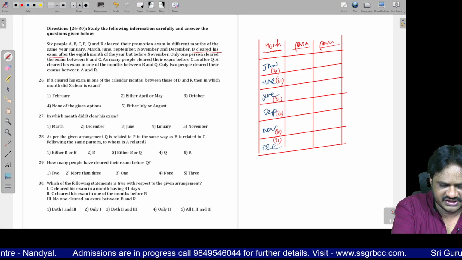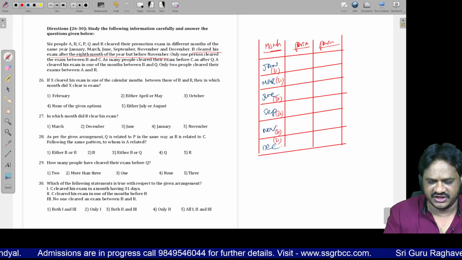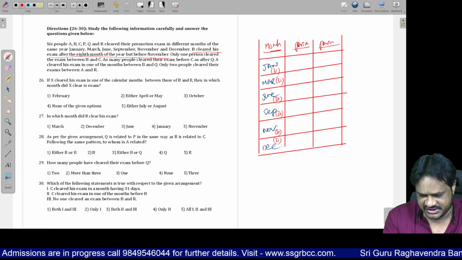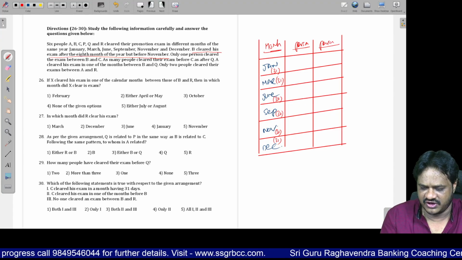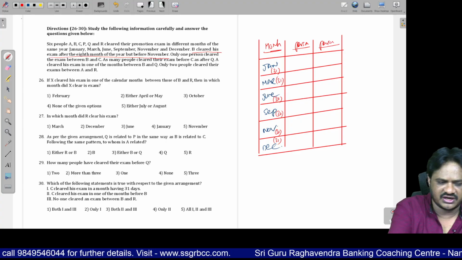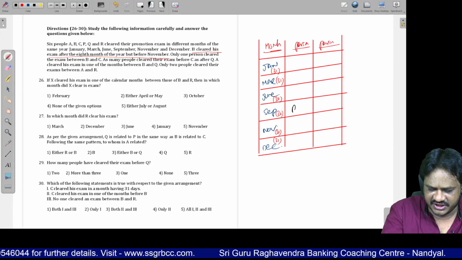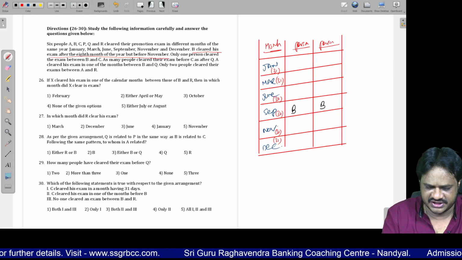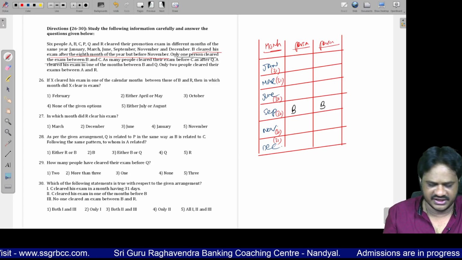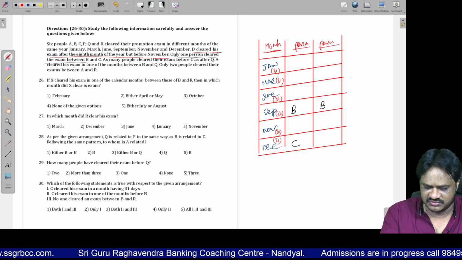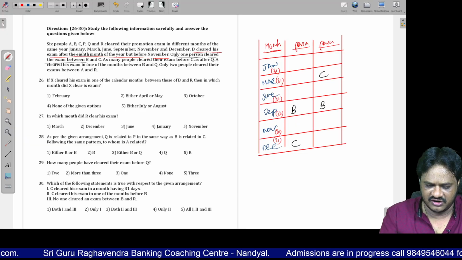B cleared his exam after the 8th month of the year. So 8th month in the sense it is August. So after August, but before November, it will be either September or October. Since you don't have October, it is definitely September in both the cases. Only one person is clearing the exam between B and C. This you can take in two possibilities, either before or after.